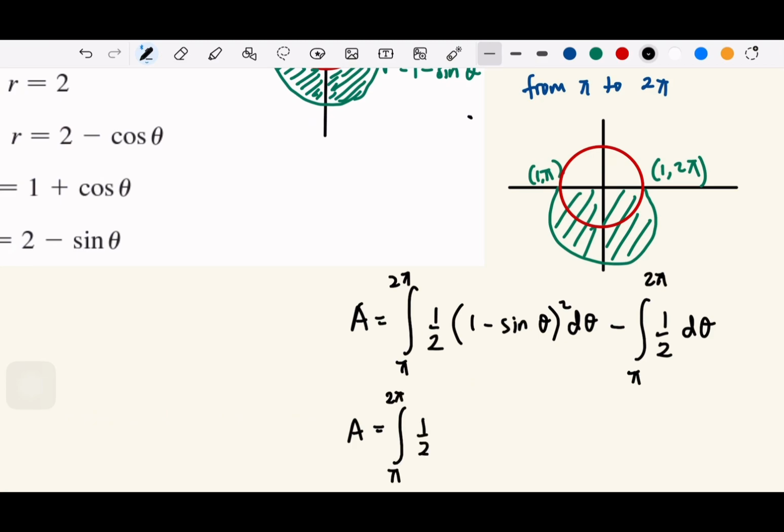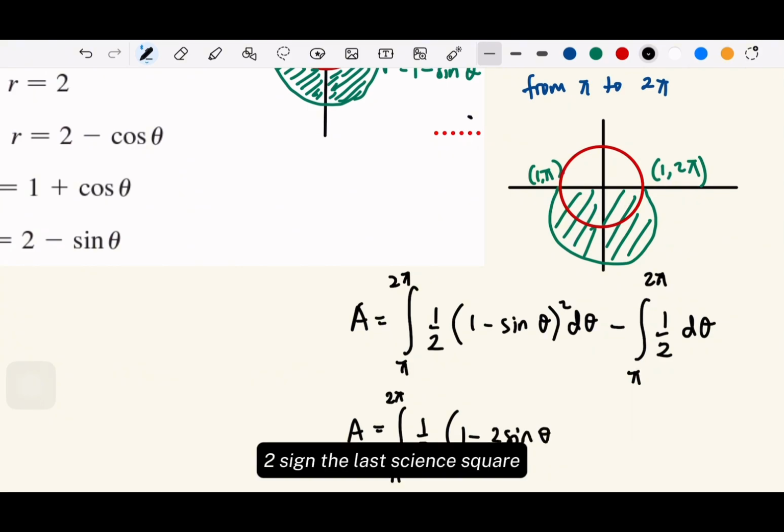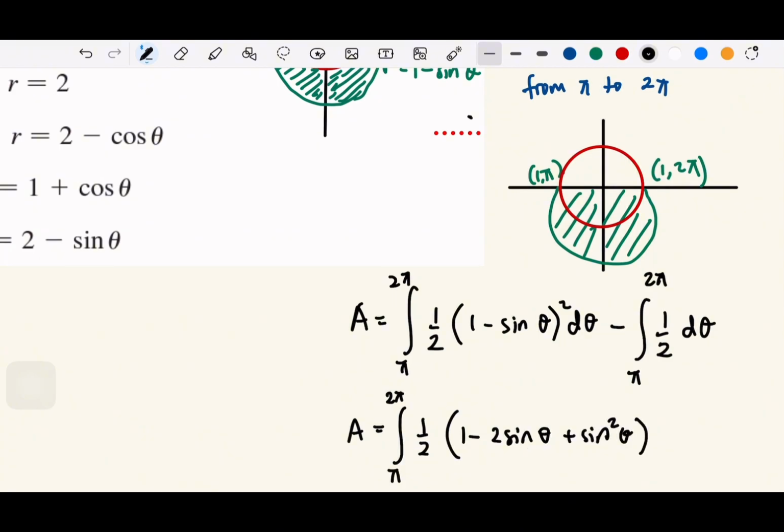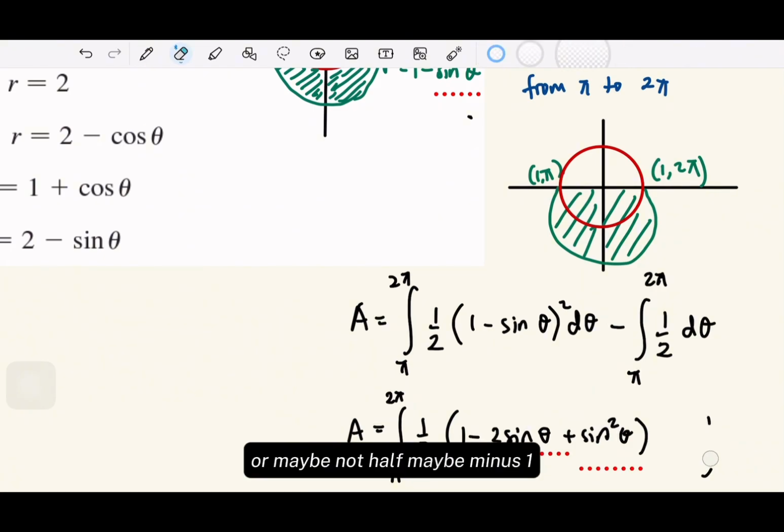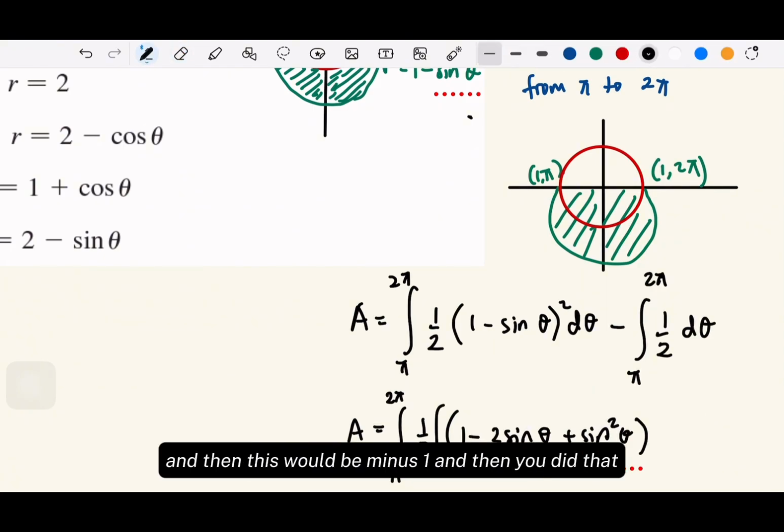Half. This will be 1 minus 2 sine theta plus sine squared theta, and then minus half, or maybe not half, maybe minus 1, and then this will be minus 1, and then d theta.